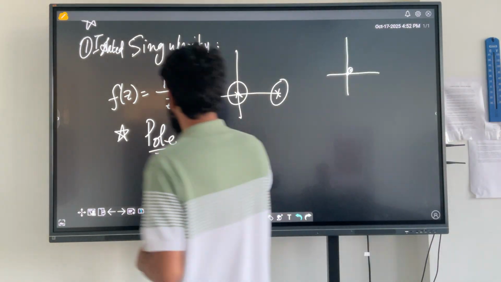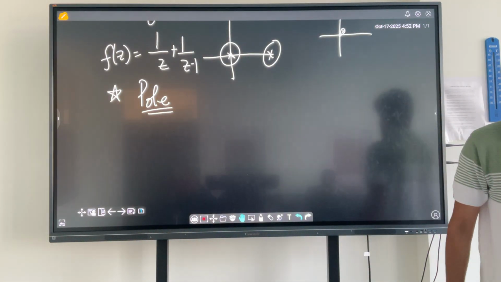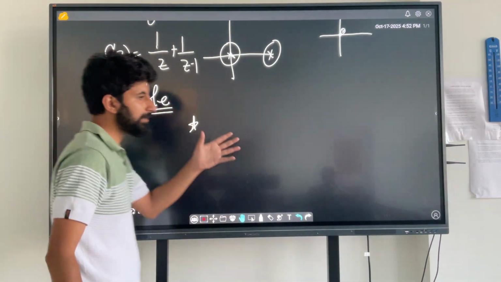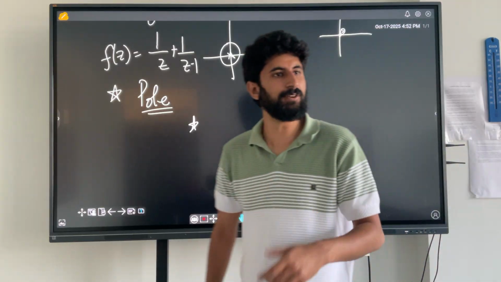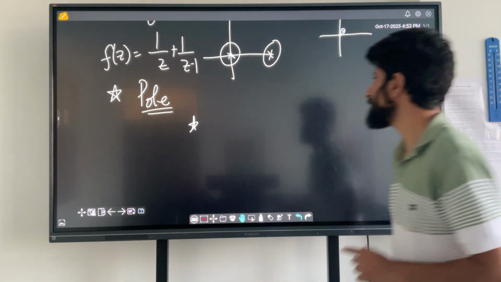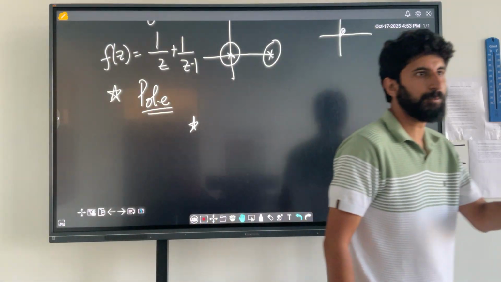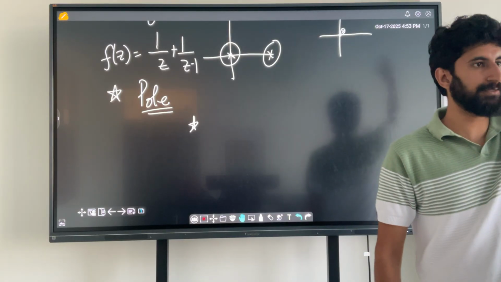It has three types. First one is a pole. What happens at an isolated singularity? Typically the function just blows up. It means if you move close to the point, the function takes very large values.